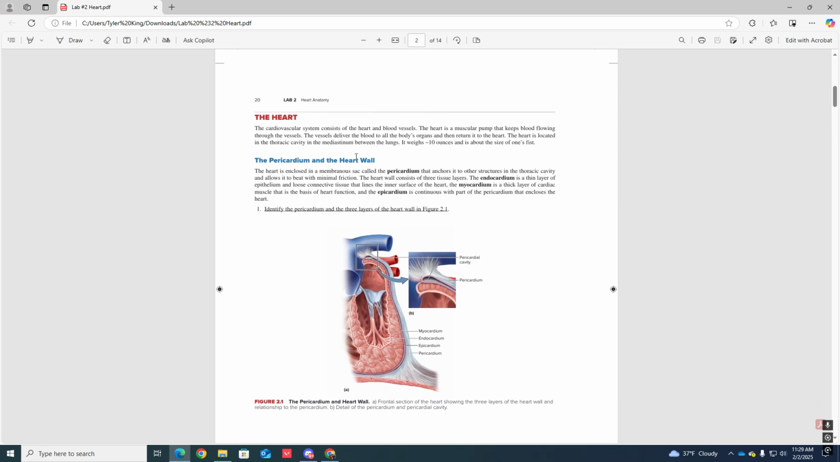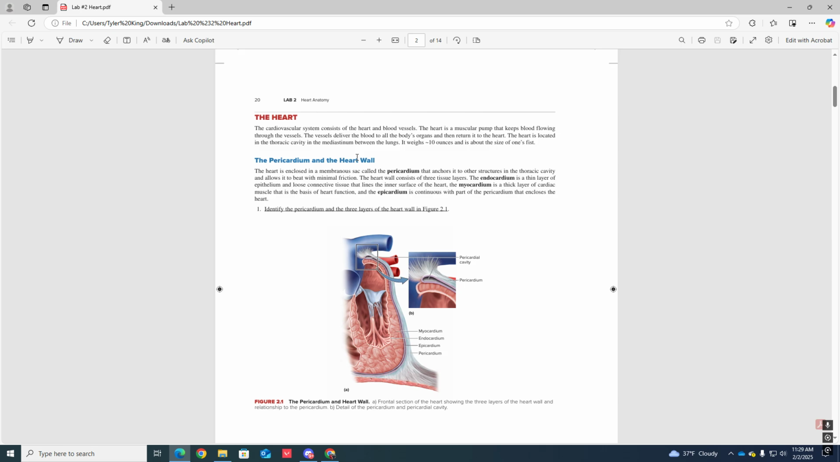So the cardiovascular system consists of the heart and the blood vessels, which we'll talk about in a different lab. The heart is a muscular pump that keeps blood flowing through the vessels, and these vessels deliver blood to all the body's organs and then return it back to the heart, which we know about. The heart is located in the thoracic cavity in the mediastinum between the lungs. It roughly weighs around 10 ounces, and it's about the size of one's fist, all right?